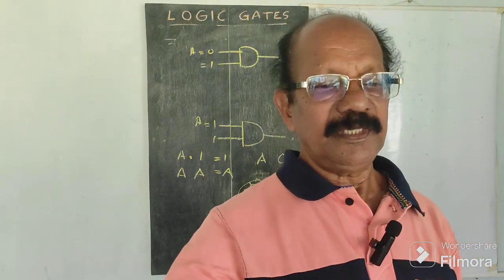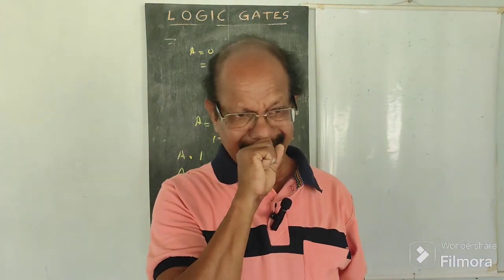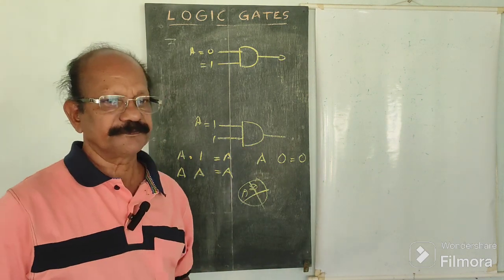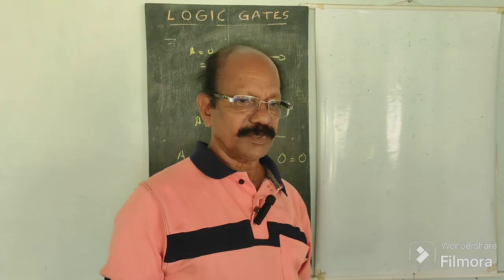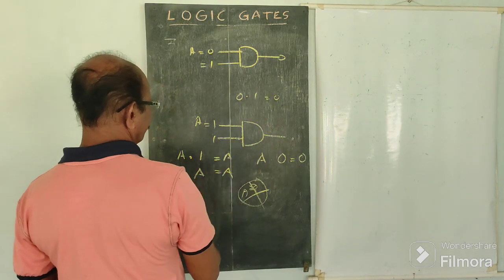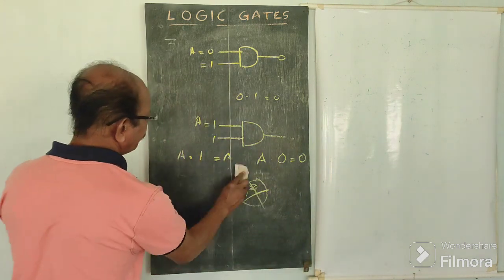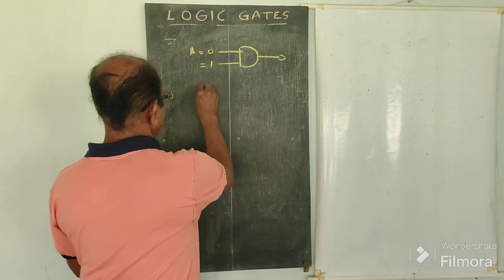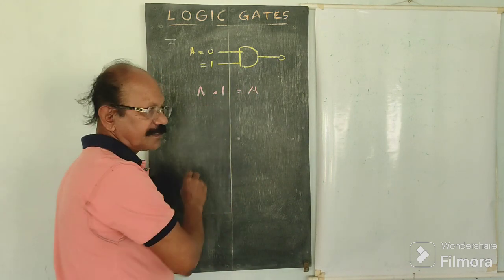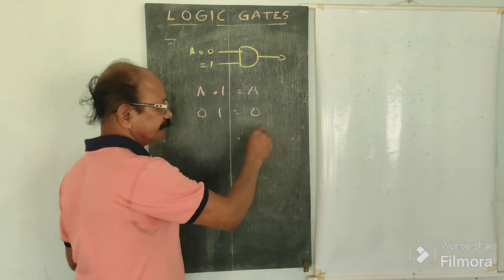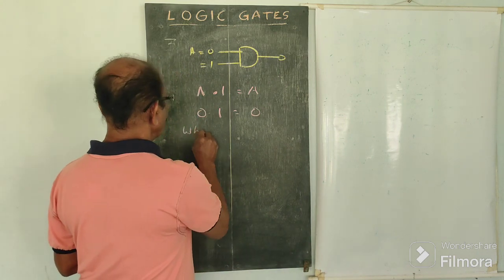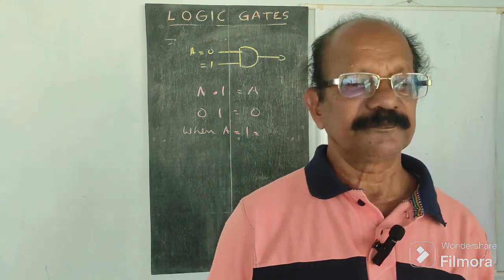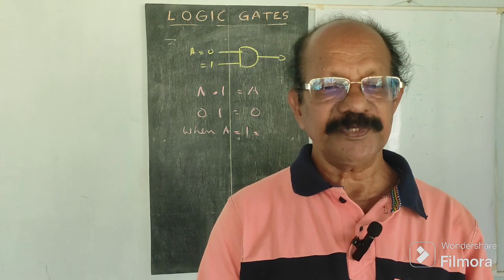A dot 1 is equal to A. First discussion. Then 0 dot 1 is equal to 0. Here A dot 1 is equal to A. Then 0 dot 1 is equal to 0. When A is equal to 1, output will be 1. 1 dot 1 is equal to 1. It is seen that in each case, the output will have the same value as A.